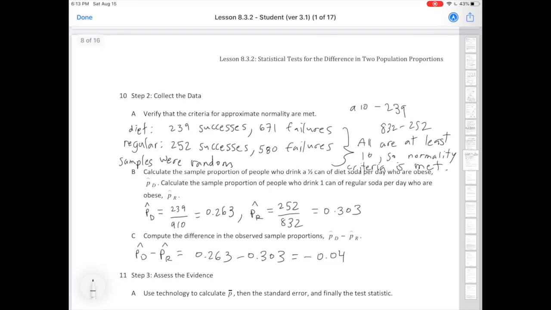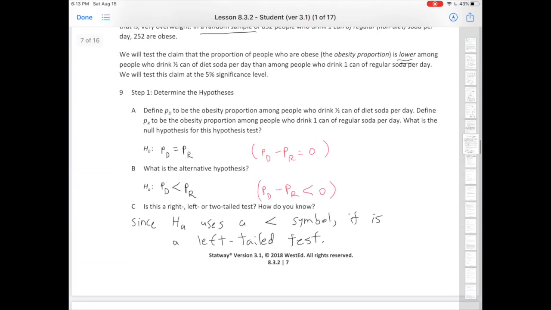We expected a negative answer. Again, remember, that's the claim, right? The alternative is that it is negative, right? Okay.